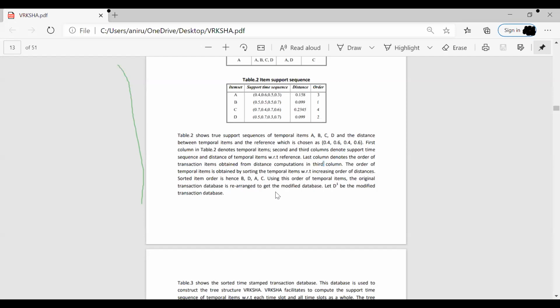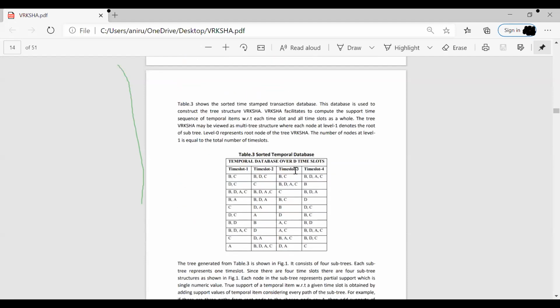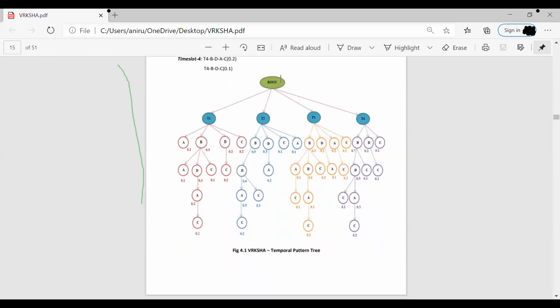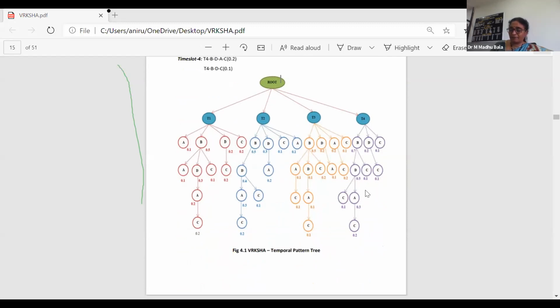Ma'am, hello ma'am. Even there are other approaches such as sequential SPAM and G-SPAM, ma'am, to predict the future trends. But when compared to those approaches, the Vriksha approach, which we have chosen in this research paper, is more efficient than that. It's true. My basic question is how that sequence is generating.